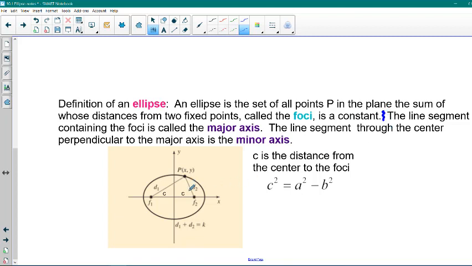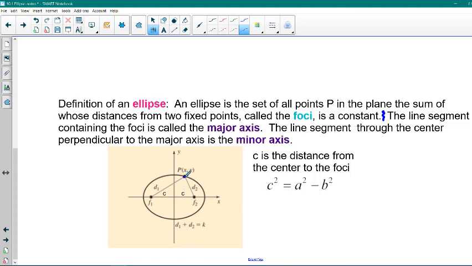So let's pause right there. We're going to hit the brakes. Looking at this picture, I think you'll get a good idea for what's going on. We've got these 2 points inside the ellipse called the foci, and they're going to be equidistant from the center. So that means the same distance from the center.